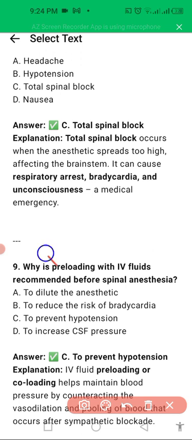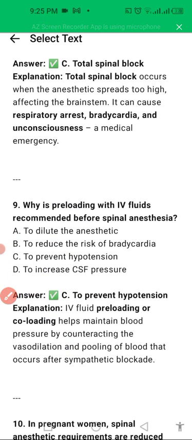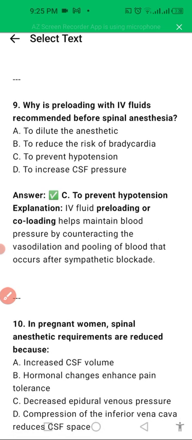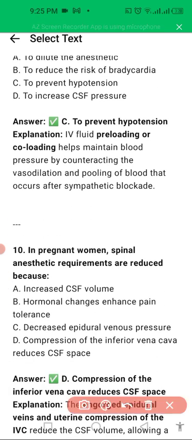Next is why is preloading with IV fluids recommended before spinal anesthesia? Preloading with IV fluid is recommended to prevent hypotension. We have to give IV preloading fluids. If there is chest infection, we have to use antibiotics and steroids to manage the chest infection and congestion.